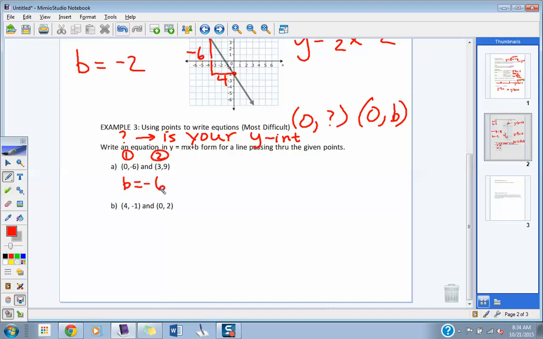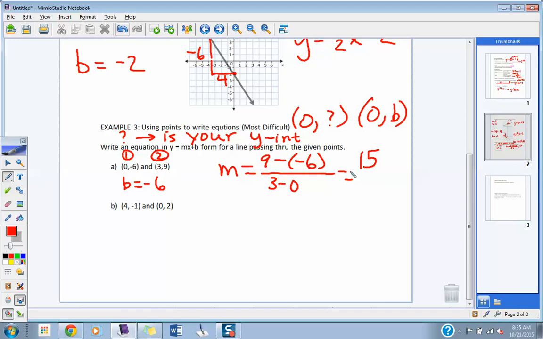So my slope, help me out. Let's find the slope. Second point, what's the y value? 9. First point, what's the y value? Negative 6. So 9 minus negative 6 for my change in y. Next, the x value, second point, 3 minus, okay, this is really 9 plus 6 up top. So what's in the numerator? 15.